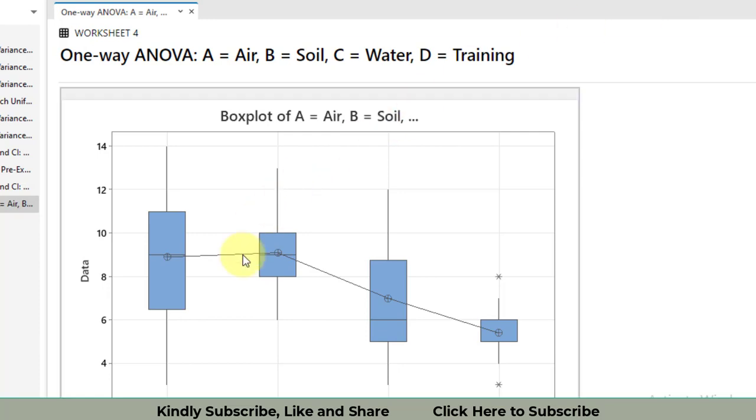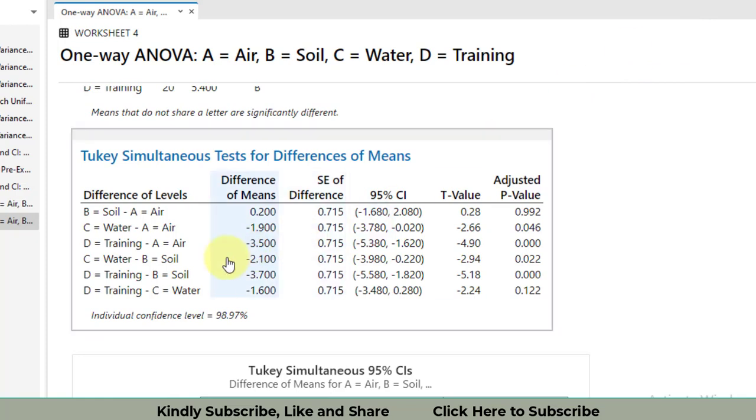So this visualization or graph is telling us that there is a significant difference among the means for air and training. Also a very significant difference exists between soil and training. Let's see it numerically. So the numerical results for the Tukey's test are also saying that the difference between air and training is found to be second maximum, minus 3.5. The highest difference is between soil and training, that is minus 3.7. So these are basically the results for the Tukey's test.